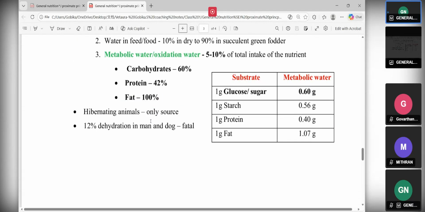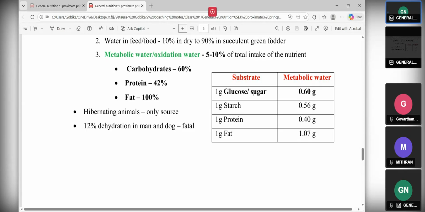From that, the oxidation of carbohydrate will contribute 60% of this 5 to 10% of the metabolic water. Then protein 42% of the metabolic water. Then fat will contribute more than 100%. In this table we can clearly see these differences.